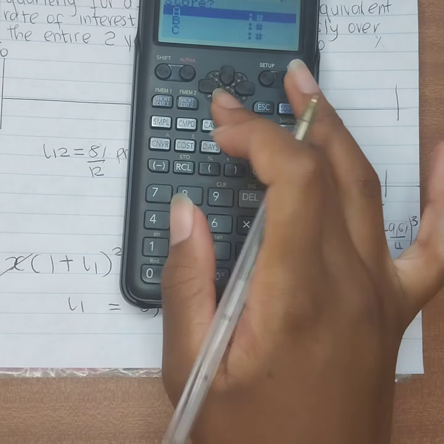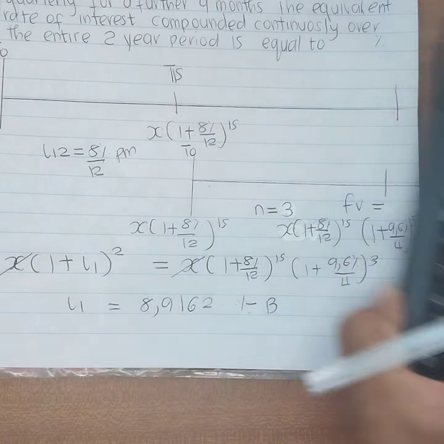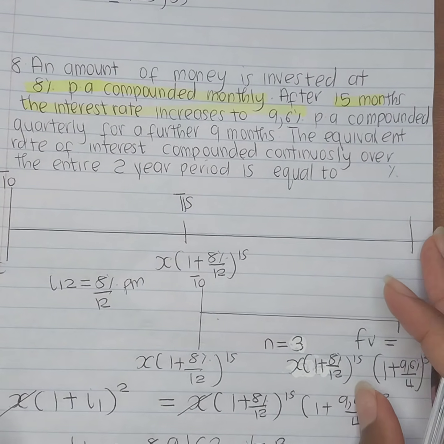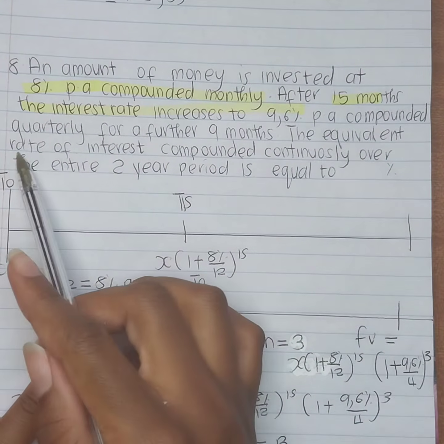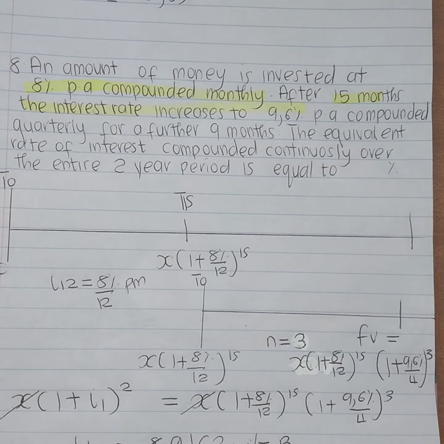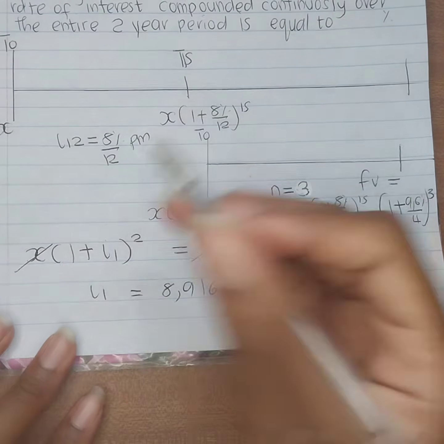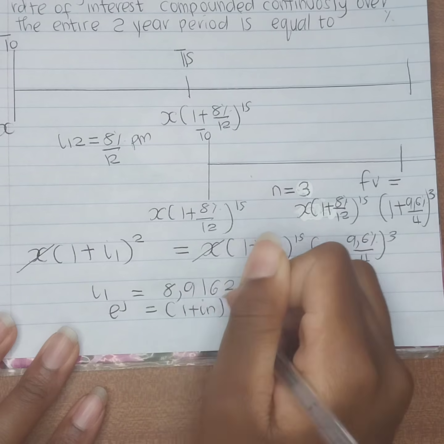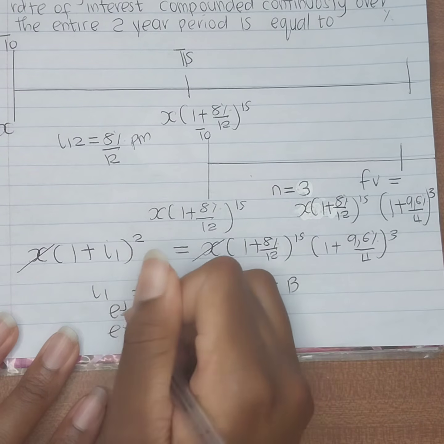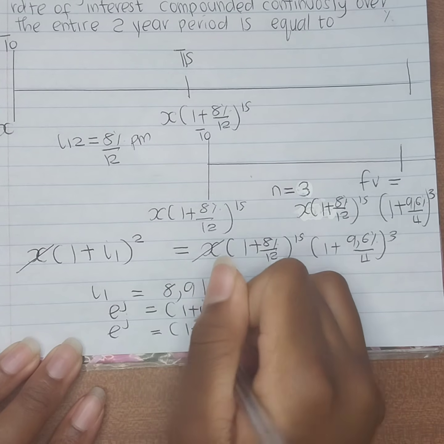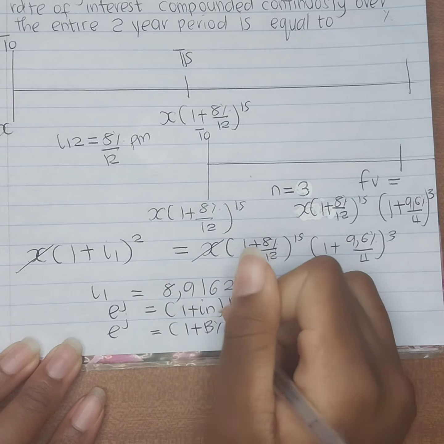So shift RCL B. Remember they asked for, let's just come back here to our question. They asked for the equivalent rate of interest compounded continuously. So to convert my IN to J, I use the equivalence formula for J, right? And the equivalence formula says e to the power of J is equal to 1 plus IN to the power of N. So e to the power of J in this case is equal to 1 plus B%, this percent, to the power of 1.